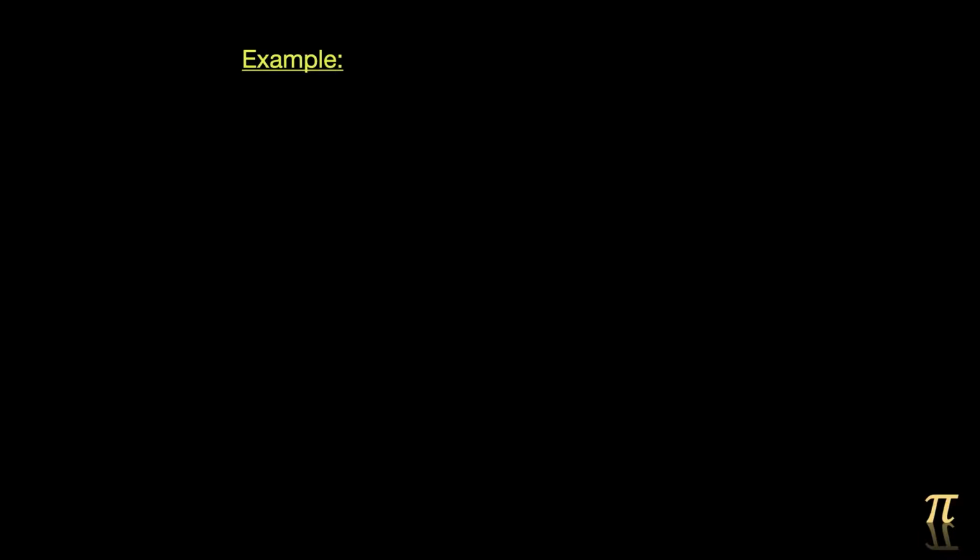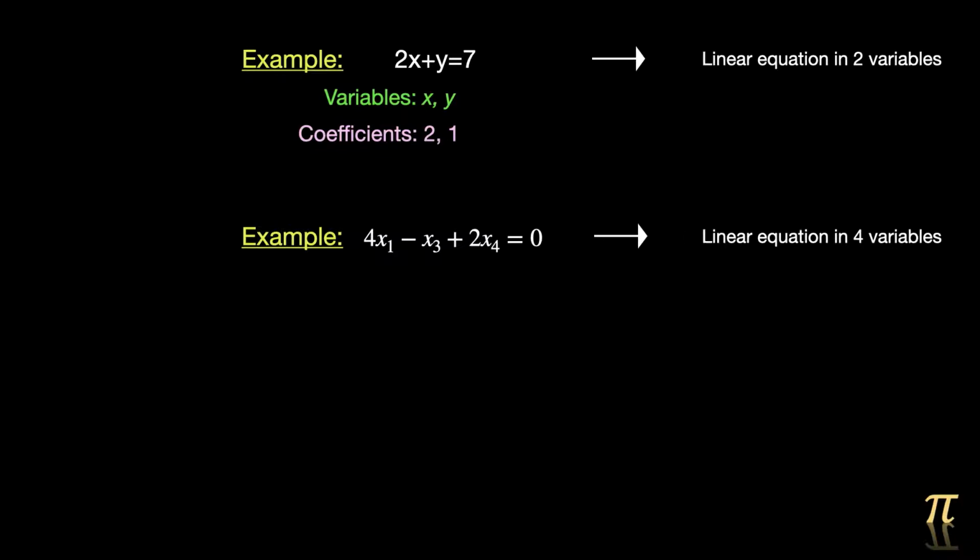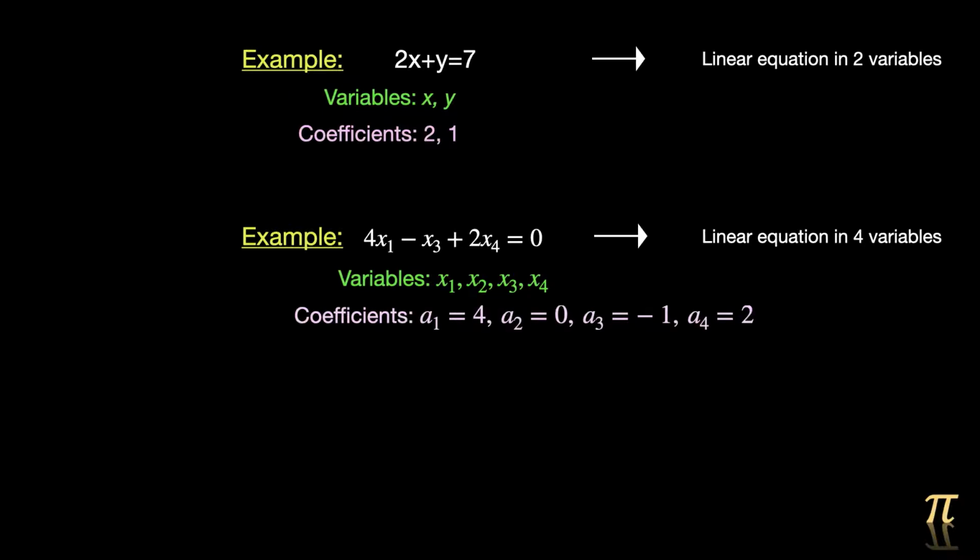Let me give you some easy examples. This is an example of a linear equation in two variables. Here the variables are x and y, and the coefficients are 2 and 1. This is an example of a linear equation in four variables. Here the variables are x1, x2, x3 and x4. Notice that the coefficient a2 is 0, because the term x2 is not present in the equation.